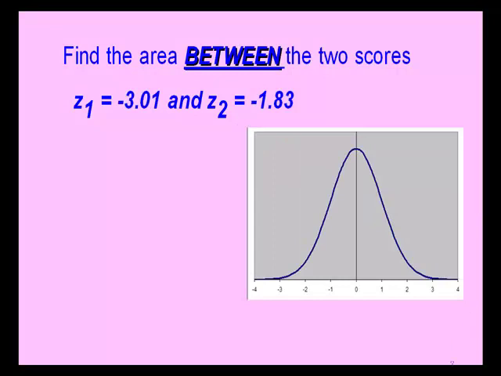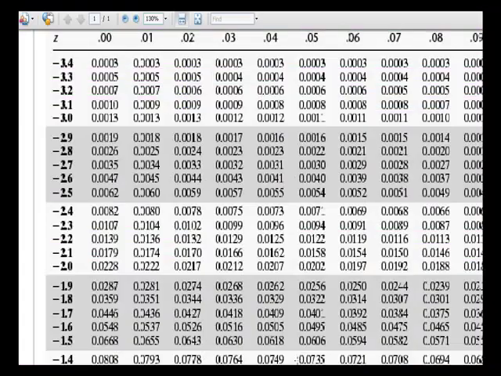Last example, let's look at two that are both negative. Negative 3.01 would be considered very unusual because it's outside the sigma limit of 3. The second one, also negative, negative 1.83. They both need probabilities, and they both come from the negative probability chart. Negative 3.01 would give us a probability of 0.0013.